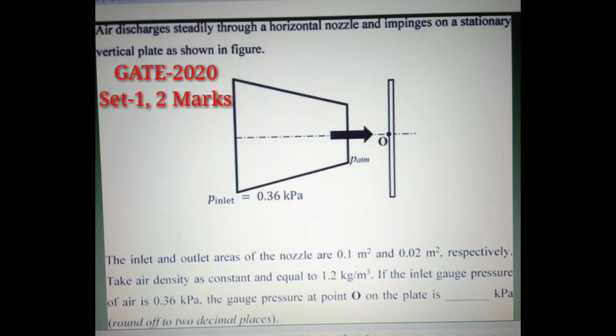Take air density as constant and equal to 1.2 kg per meter cube. If the inlet gauge pressure of air is 0.36 kilopascal, the gauge pressure at point O on the plate is ___ kilopascal. Round off to 2 decimal places.